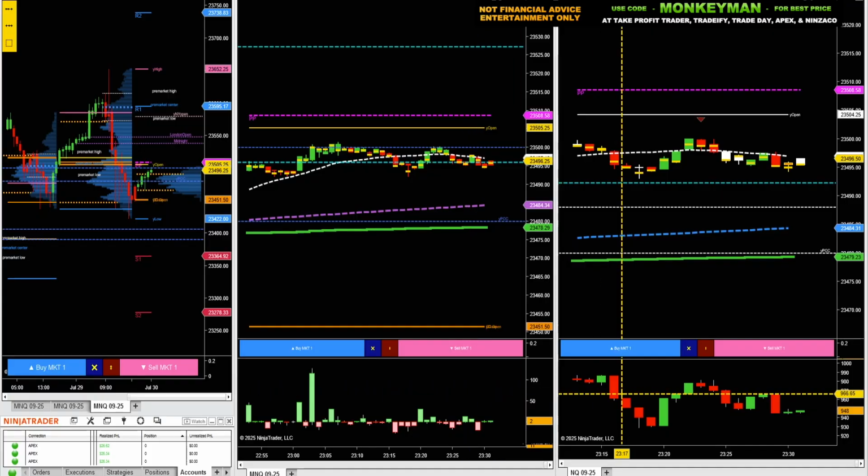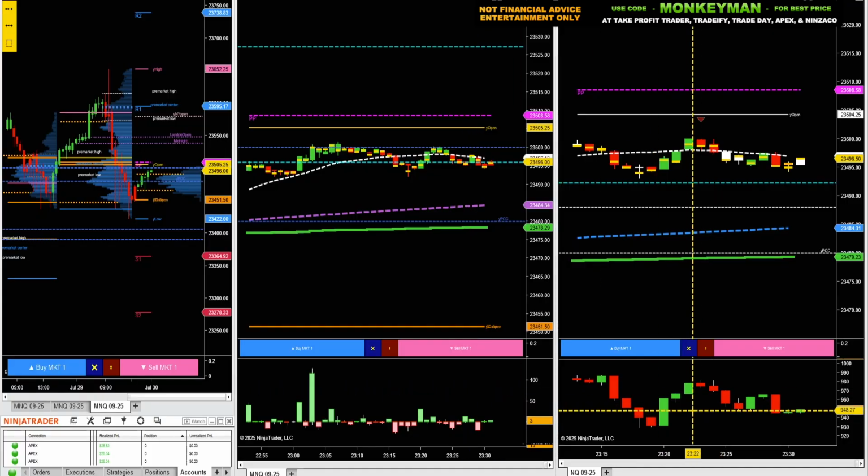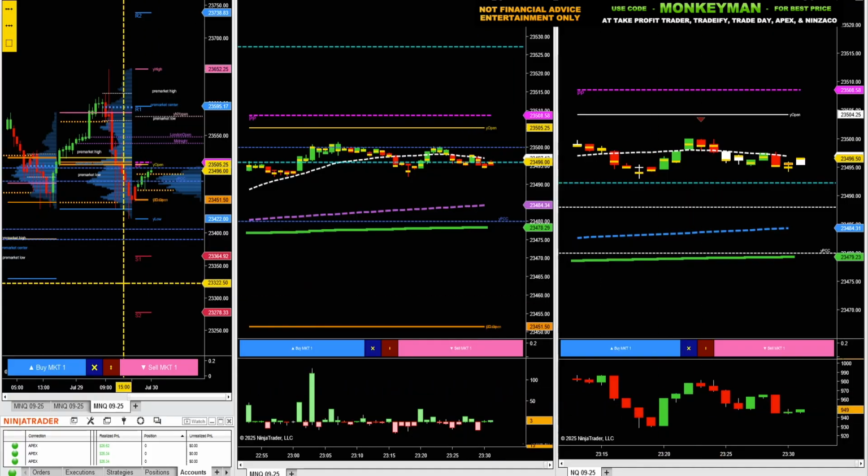I've got my per bar Delta and my cumulative Delta over here. And I still got the 60 minute chart. I like playing around with different chart setups in the off hours. Always trying to learn something new.